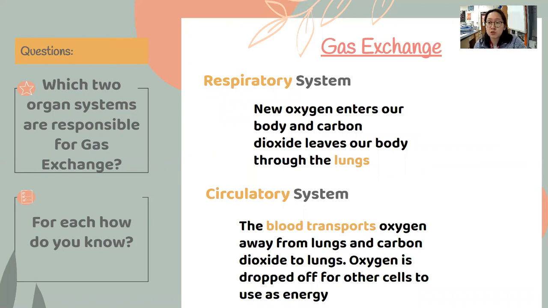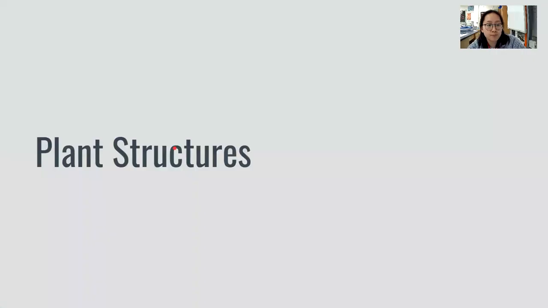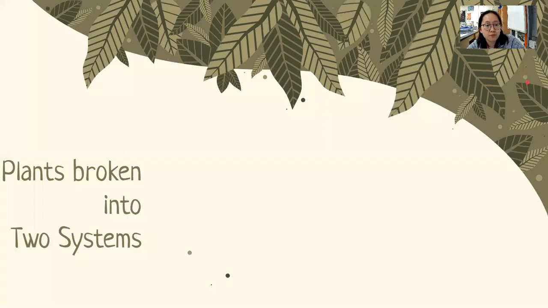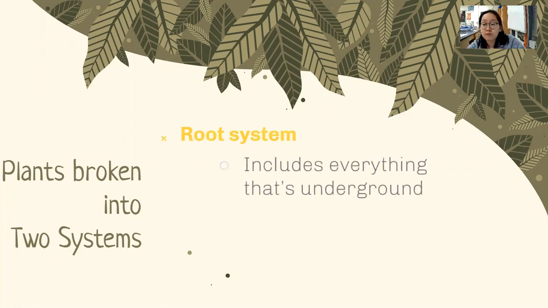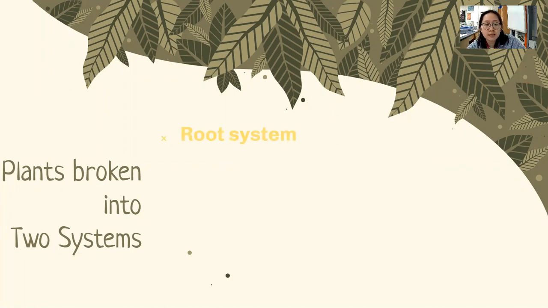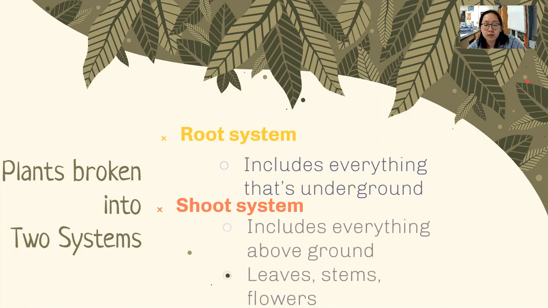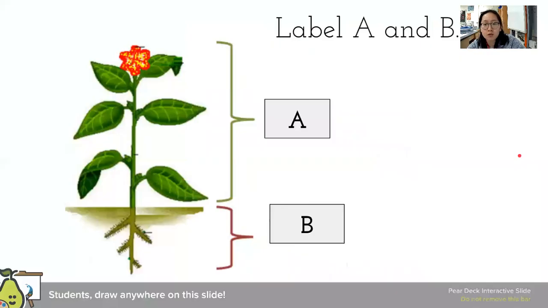But the blood and the circulatory system is the transportation system for these materials. Let's talk a little bit about some plant structures now. Plants are broken into two main systems: the root system that includes everything that's underground, and the shoot system that includes everything above the ground, which is like the leaves, the stems, and the flowers.